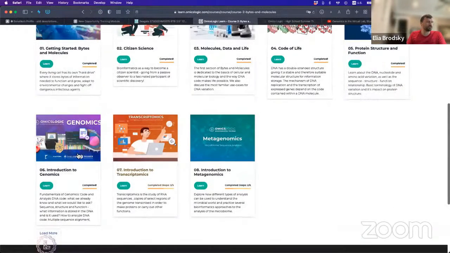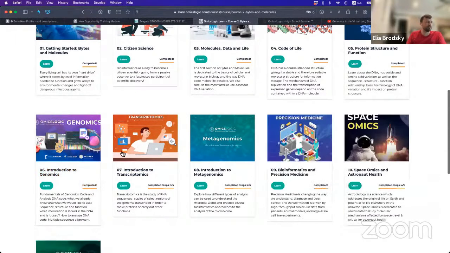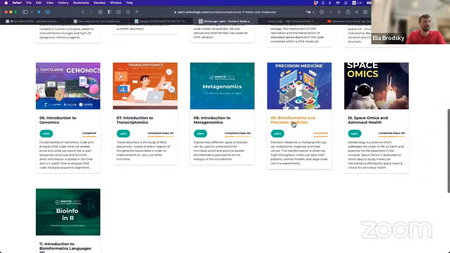It will give you a sense of the relationship between code and structure and how things work in the cell. And then it will introduce you to specific types of data that could be acquired from next generation sequencing, so genomics, transcriptomics, and metagenomics, and talk a little bit about things that you haven't thought of, how bioinformatics is actually used to study precision medicine or astronaut health in space.